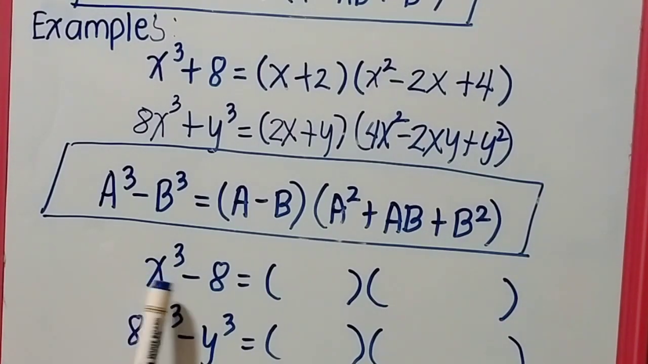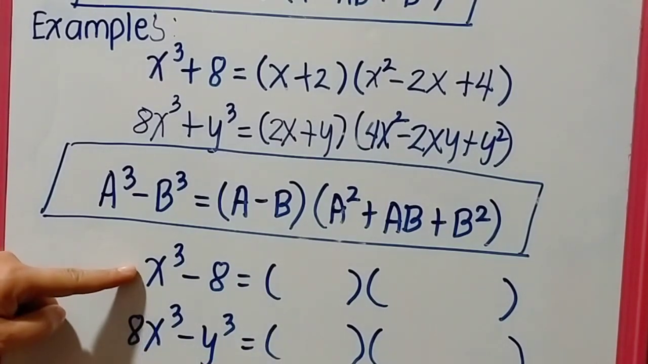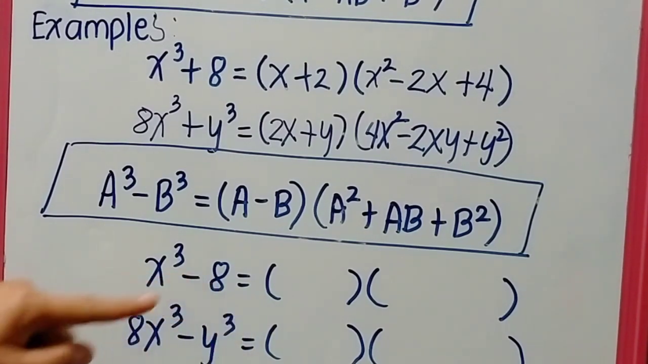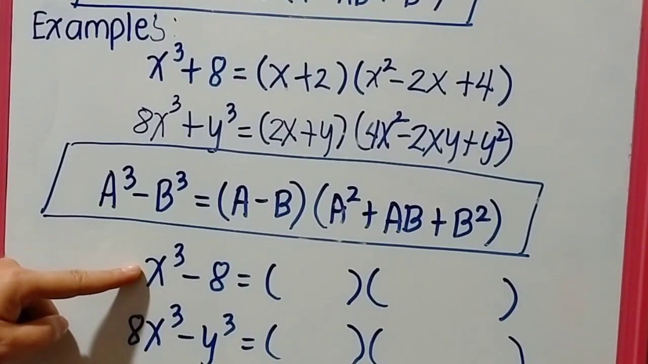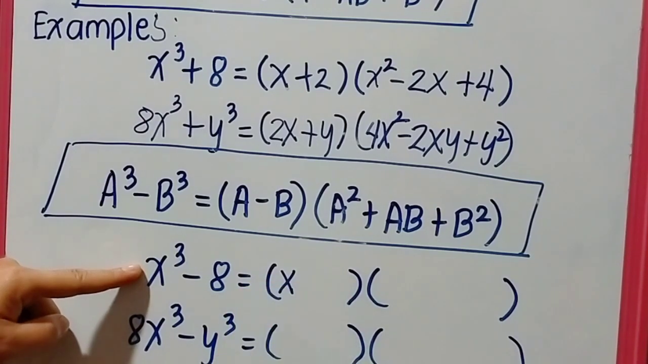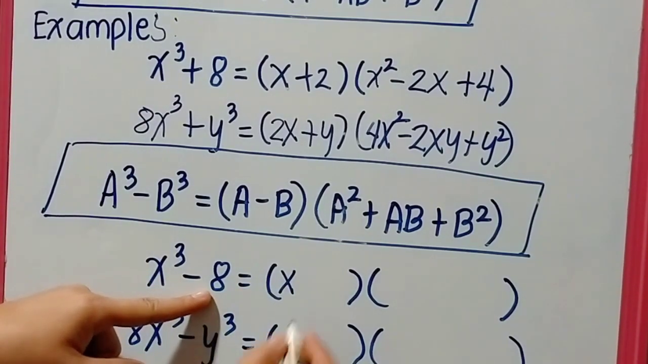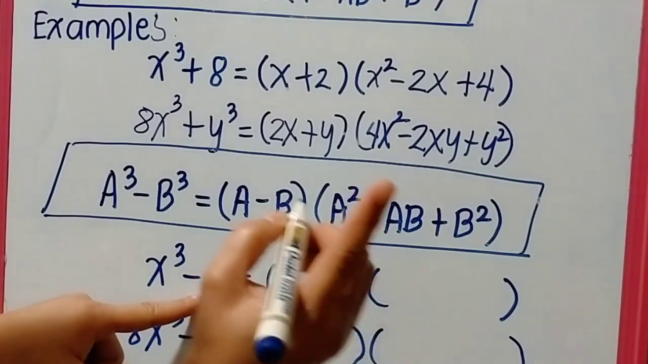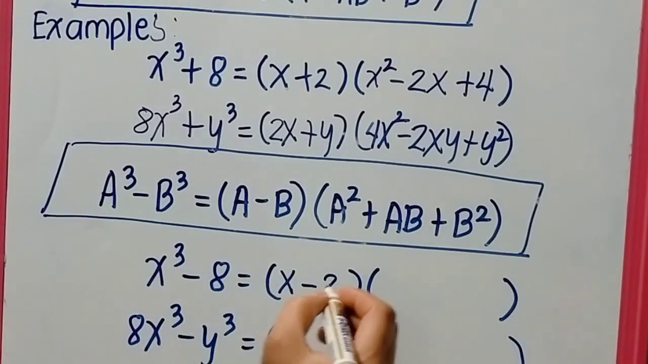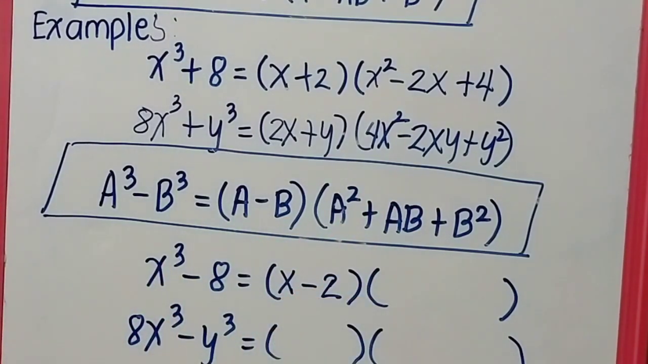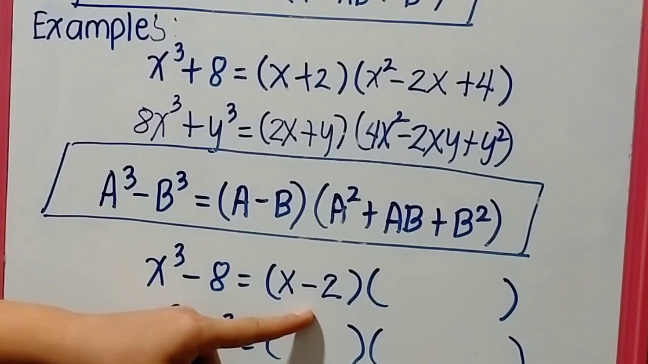Factor x cubed minus 8. So to get the first factor, all we have to do is to get the cube root of each term. Cube root of x cubed will be x. Cube root of negative 8 is negative 2. So that's the first factor, x minus 2.